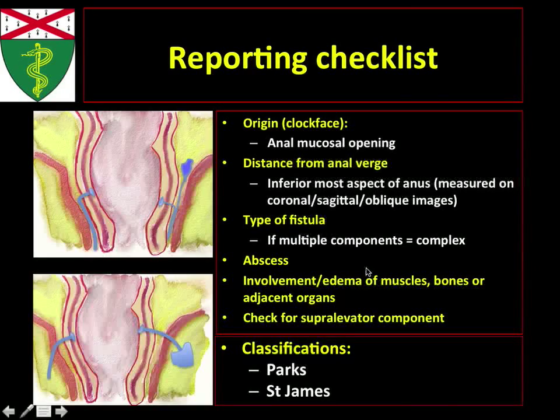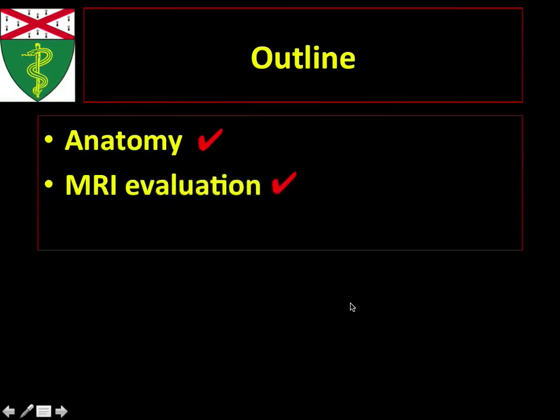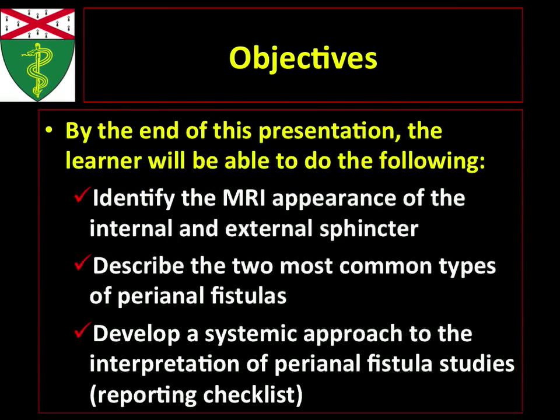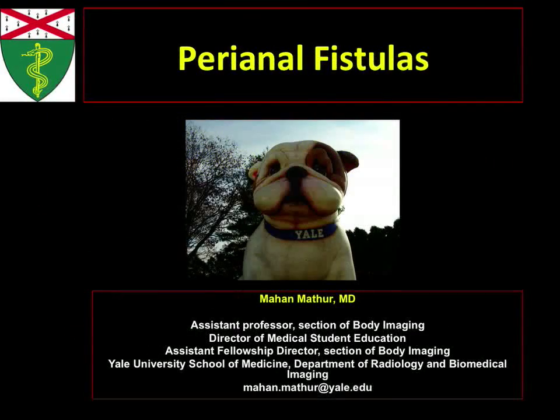And again, we've been acquainted with this classification scheme. We've gone through anatomy and MR evaluation. Let's go back to our objectives. Everyone knows now what the internal and external sphincters look like. Everyone knows the two most common types of perianal fistulas, intersphincteric and transsphincteric. And we're all familiar with a reporting checklist in order for us to tackle these cases. And that's perianal fistulas. Thank you.